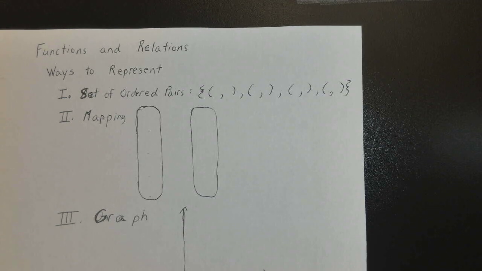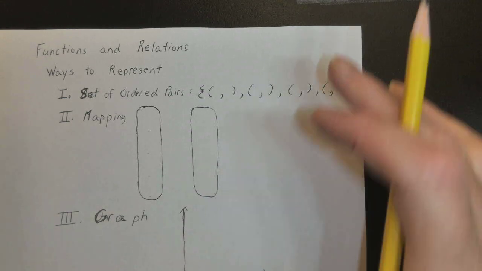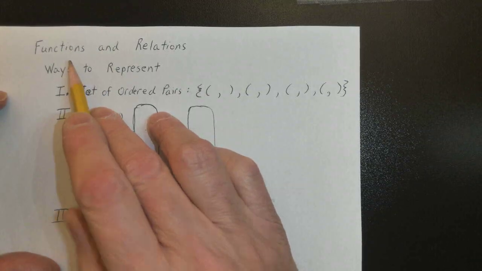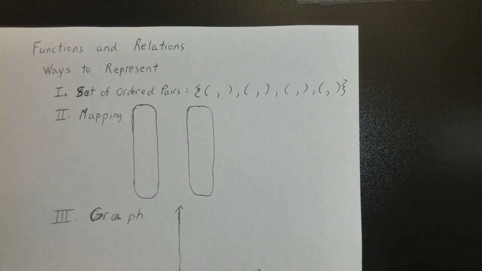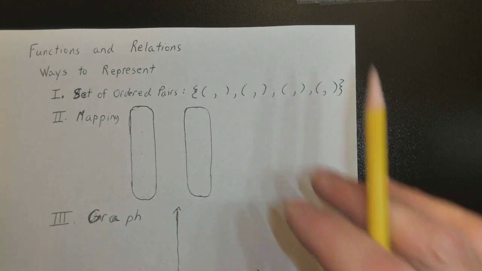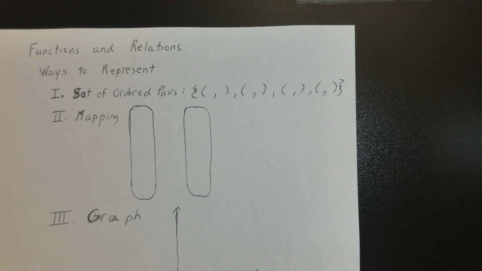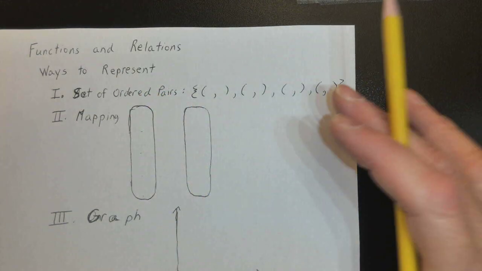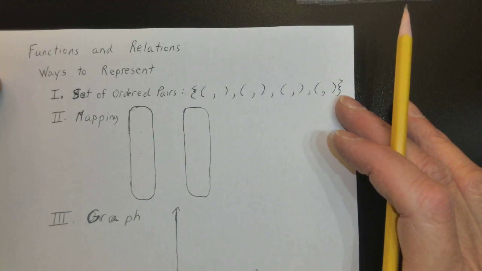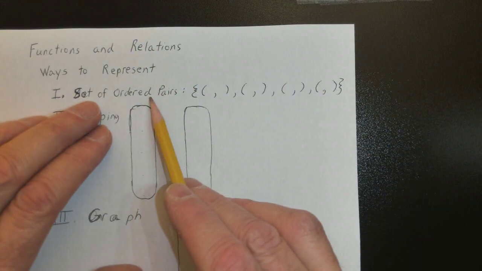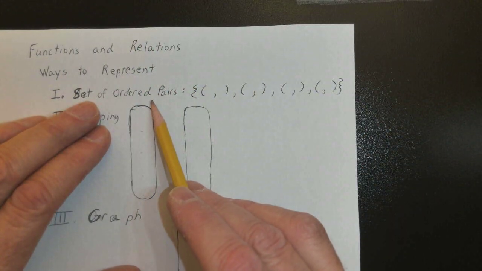All right, so here we go. We're talking today about functions and relations. And I have three ways right here listed as ways to represent functions and relations. And basically, they're just a set of ordered pairs.